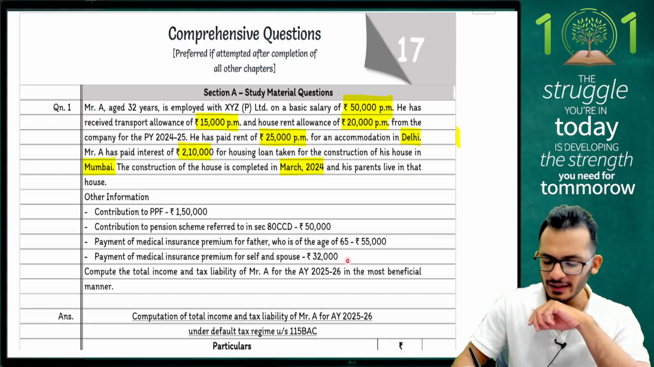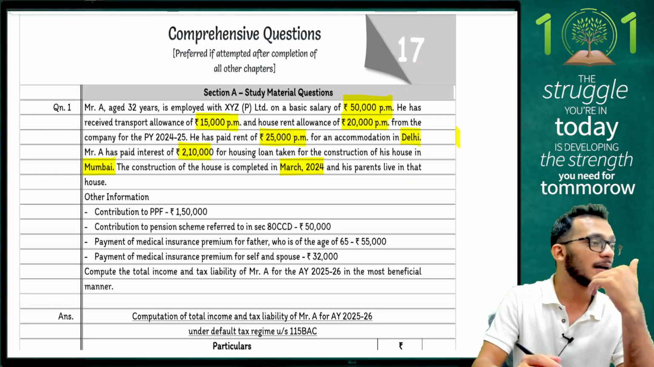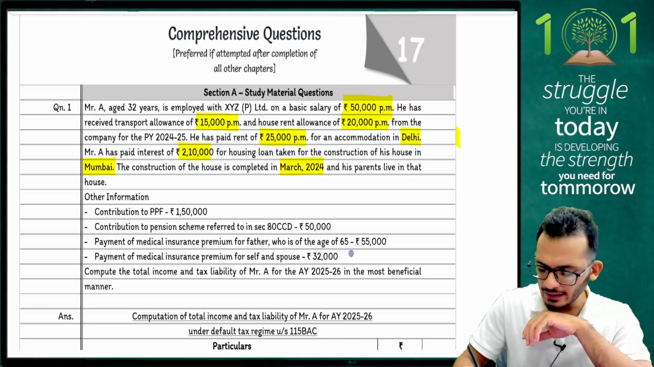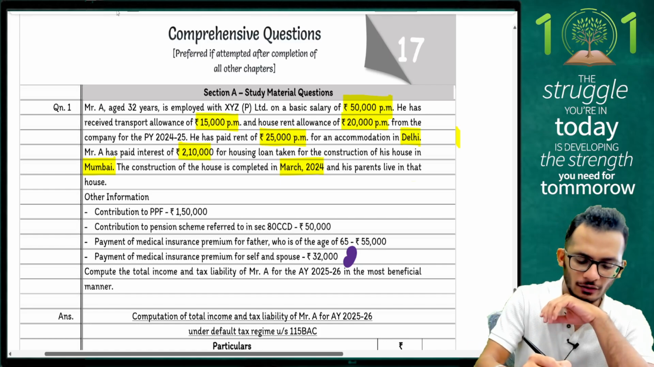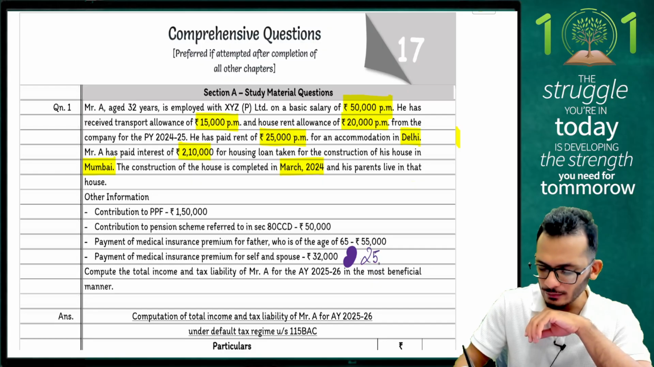I have payment of medical insurance premium for self and spouse. Again, 80D, my bucket. Maximum limit 25,000. So I get 25,000 limit in my bucket also, yes or no? Yes, this is what the computation is. Anything else given in the question?